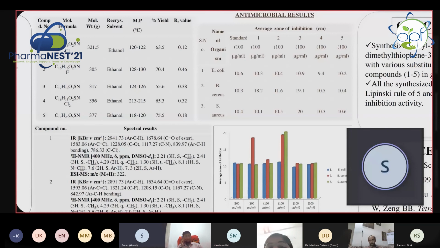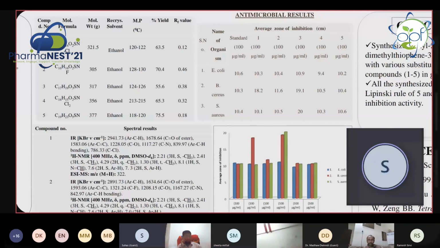Your molecules have nearly the same molecular weight: 321, 305, 317, 356. These halogens didn't change the molecular weight or melting point either. It is very much the same. Somewhat near, only slight error, sir. They are very much near. Okay. Thank you, sir.